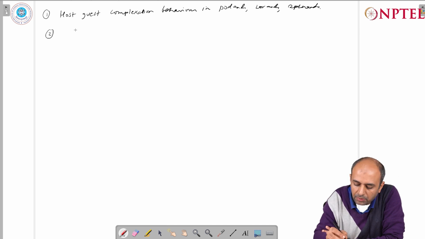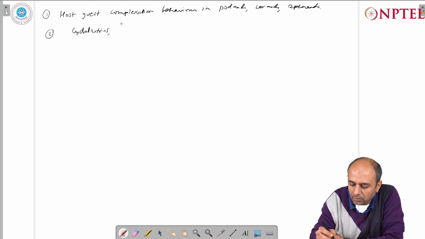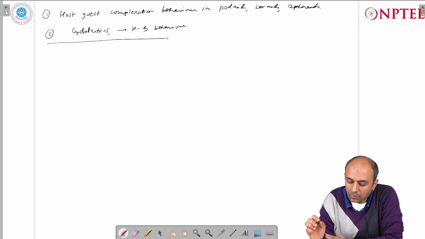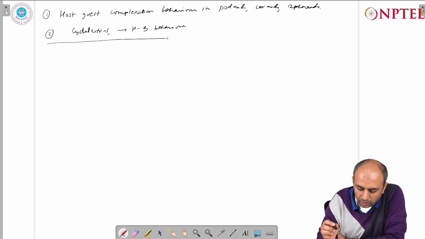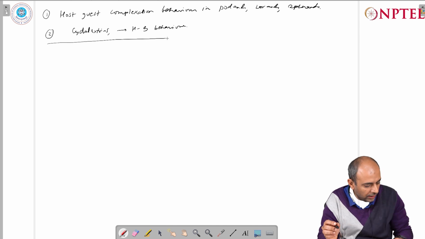For example, we will be looking at cyclodextrins and the host-guest behavior in these classes of molecules as well. So let us start first by looking at what is a podand to start with.